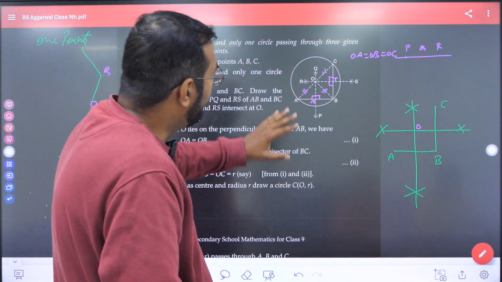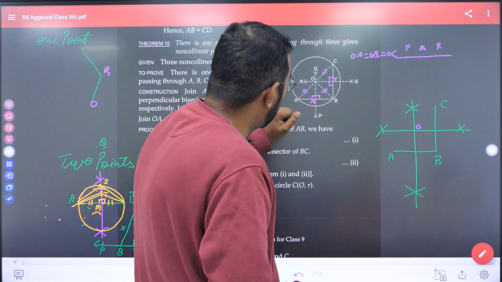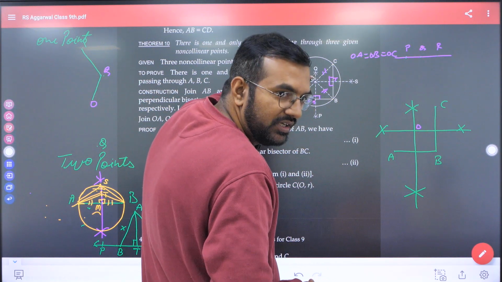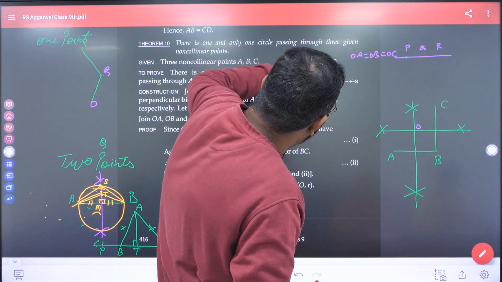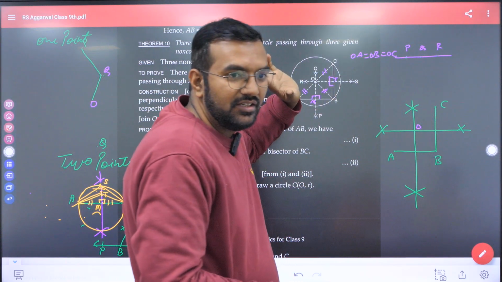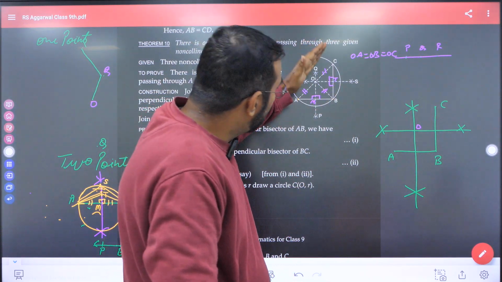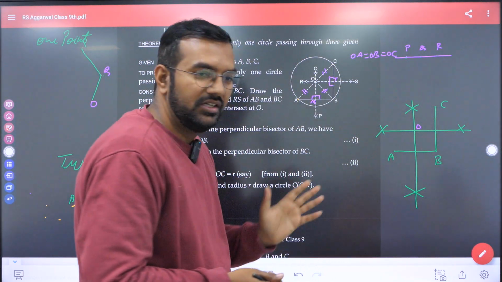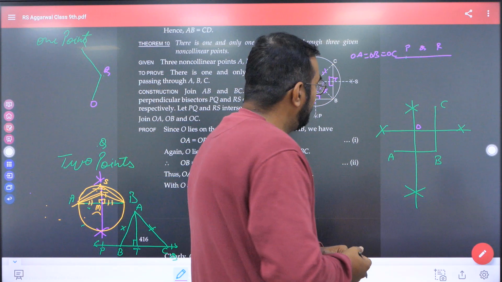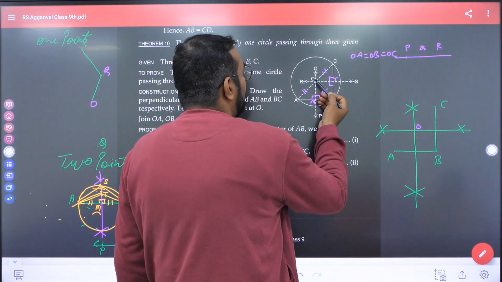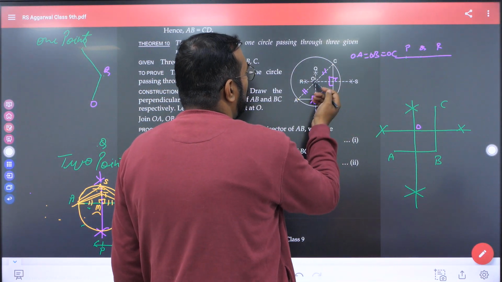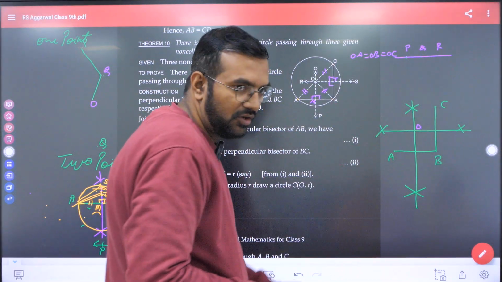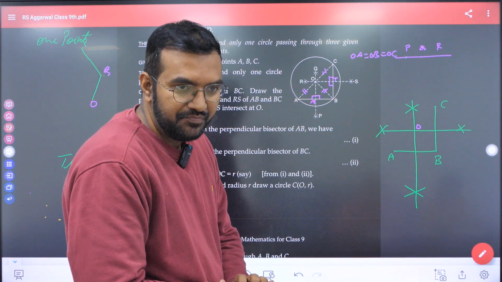Now, we can draw a circle from O as a center, and OA is equal to the radius. That circle will pass through A, B and C, all 3 points, because OA, OB and OC are equal. So whenever we draw a circle taking radius equal to OA, OB or OC, that circle will pass through all 3 points A, B and C.